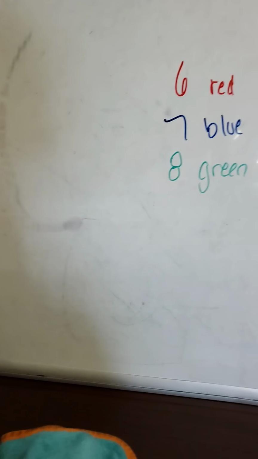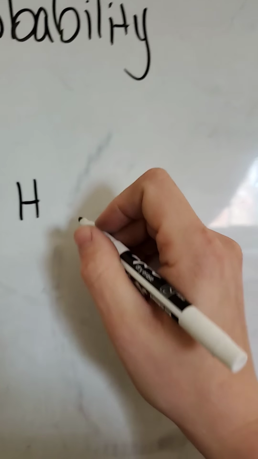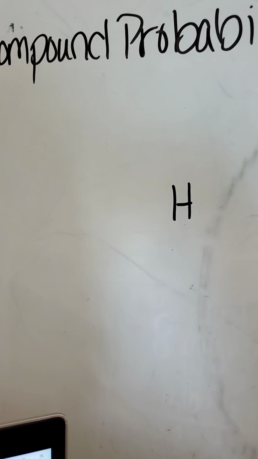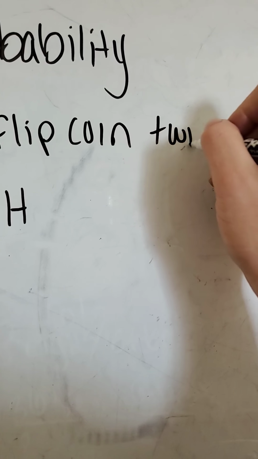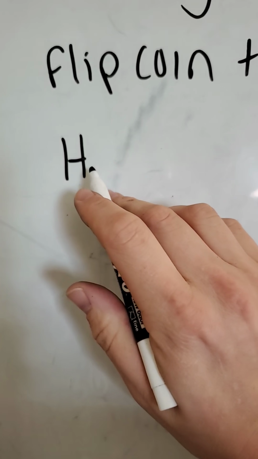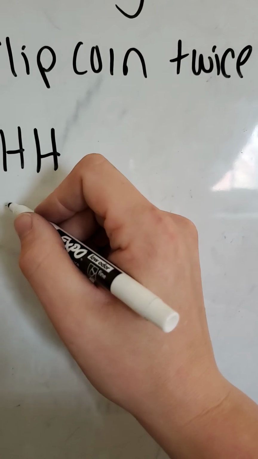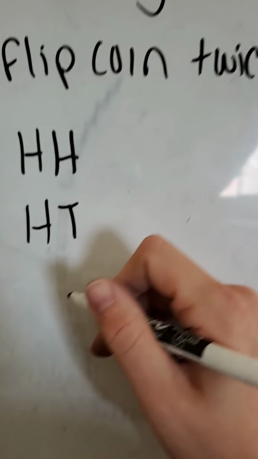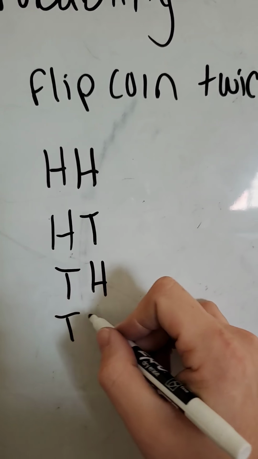For instance, we can even take it down a notch and think about just like flipping a coin. Right? Let's talk about flipping a coin. What's the probability that I flip a heads? Or let's talk about flipping a coin twice. Well, I could flip a heads first, and then I could flip a heads again. I could flip a heads first and then flip a tails. I could flip a tails first and then flip a heads. Or I could flip a tails first and then flip a tails.